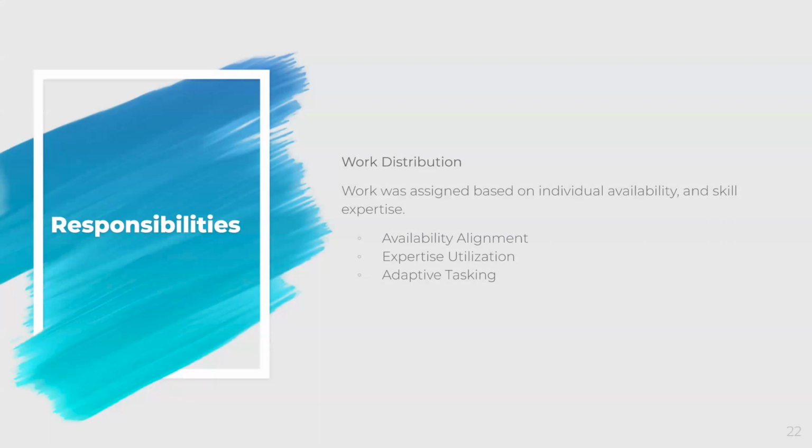Within our team, we had work assigned based on individual availability and skill expertise. Taking a look at the availability alignment, we tried to balance workloads by considering each team member's schedule in order to ensure an efficient workflow. Then we also took a look at expertise utilization, where we tried to allocate tasks to capitalize on each member's expertise and to promote skill growth and specialization. And lastly, let's look at the adaptive tasking. An agile approach allowed for us to make flexible adjustments, aligning responsibilities with the evolving project landscape.